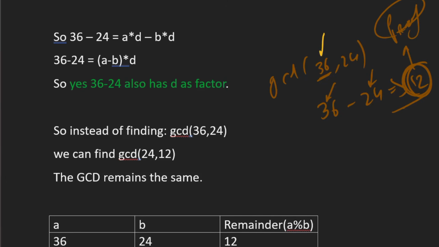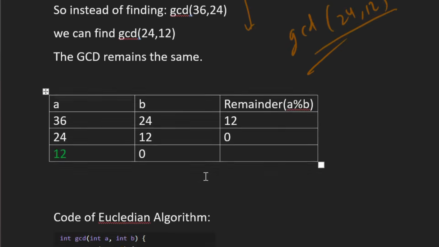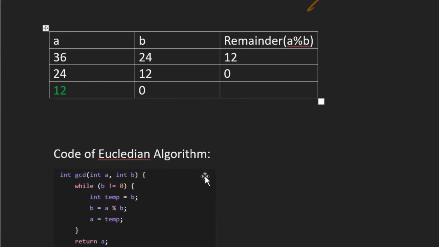So instead of taking bigger numbers, we will try to reduce the numbers. We have reduced 36 to 12, so it will become GCD of 24 comma 12, right? This way the Euclidean algorithm reduces the bigger number to smaller numbers, right? So let's see the full way how we'll do it.